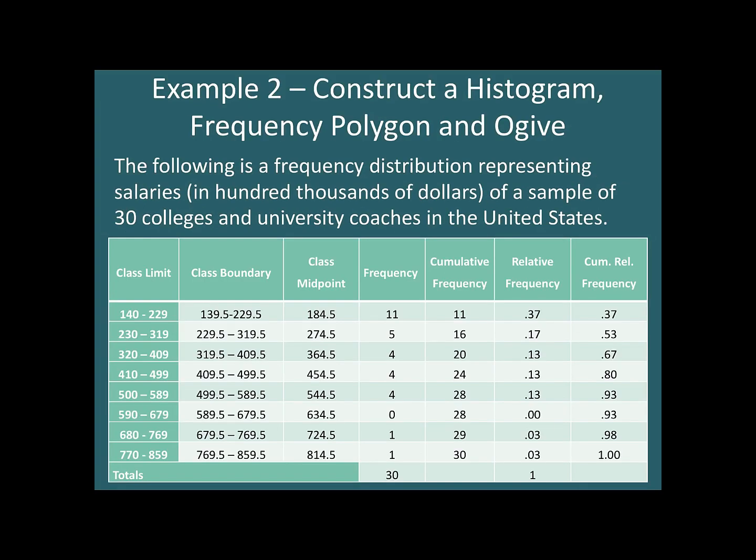Let's do an example. We're going to use the following table to construct a histogram, a frequency polygon, and an ogive. This information may look familiar to you, as it is representing the salaries in hundreds of thousands of dollars of a sample of 30 colleges and university coaches in the United States. We've seen this information before. Let's go ahead and use it again.